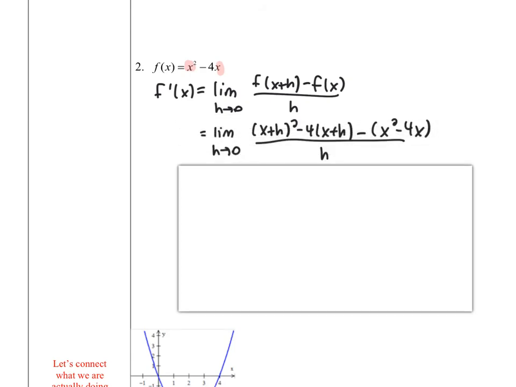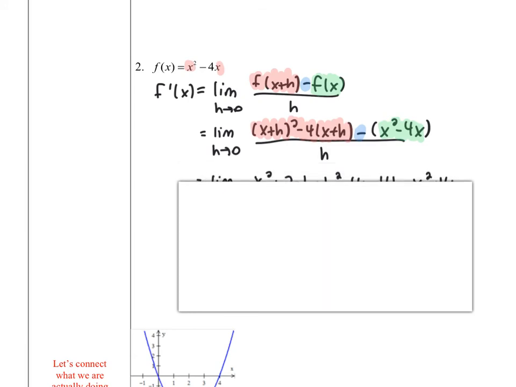So this part right here, the f of x plus h, here's my x plus h squared minus 4 times x plus h. That's all in that red part right there. And then the minus is the minus. And then f of x is just writing the function down as is. Just make sure you put it in parentheses, because in the next step, I'm going to have to distribute.